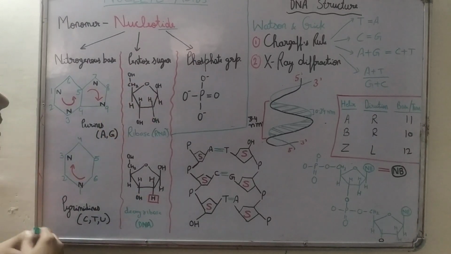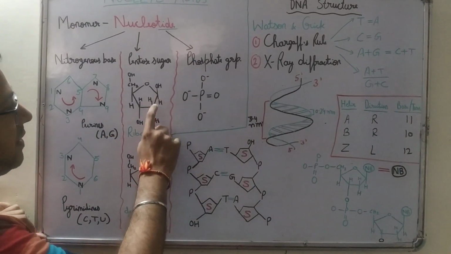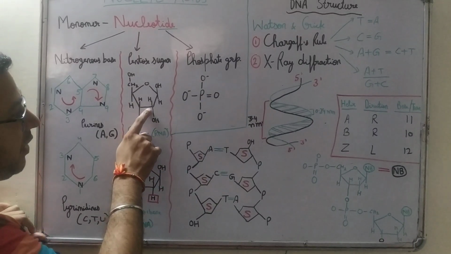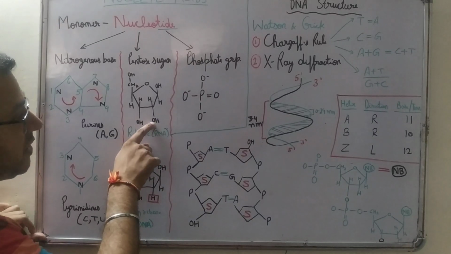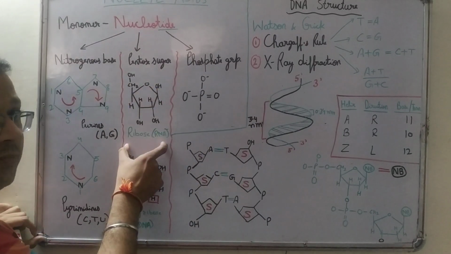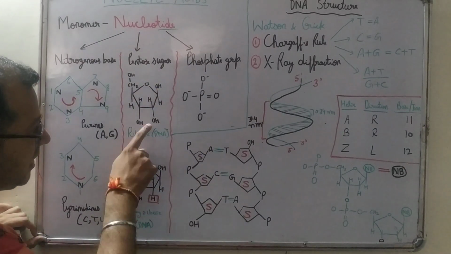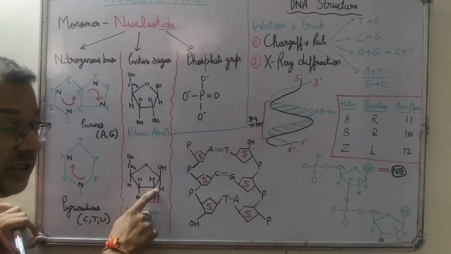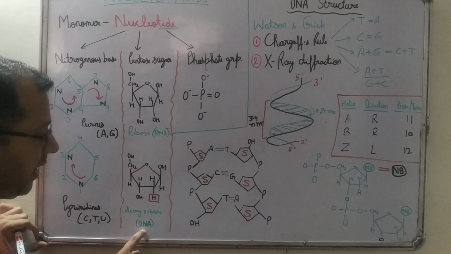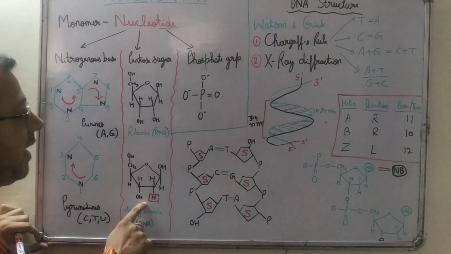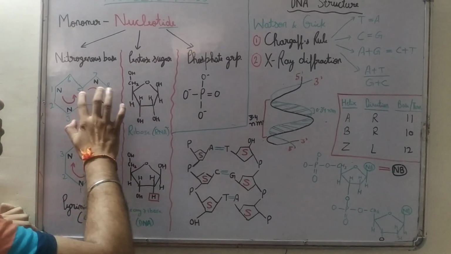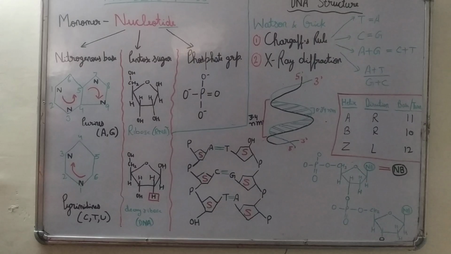So if you study the structure of the pentose sugar, this is the first carbon, second carbon, third carbon, fourth carbon and fifth carbon. At this particular second position, if oxygen is present, resulting in the formation of an OH group, then it is ribose sugar. But if oxygen is removed from this particular second position, it results in the formation of deoxyribose. So in case of DNA, this deoxyribose will be present, and in case of RNA, ribose sugar will be present. Okay, so this completes our two components of the nucleotide.